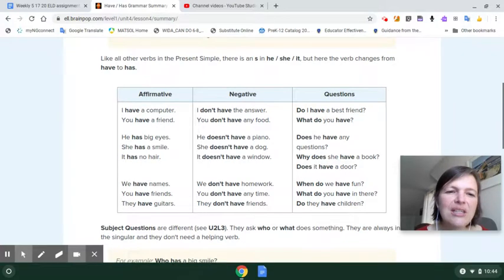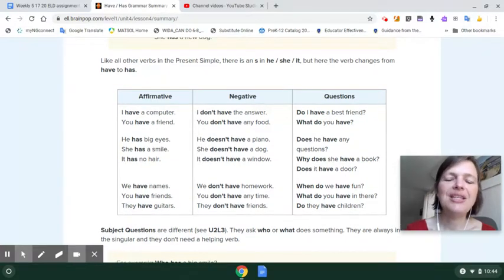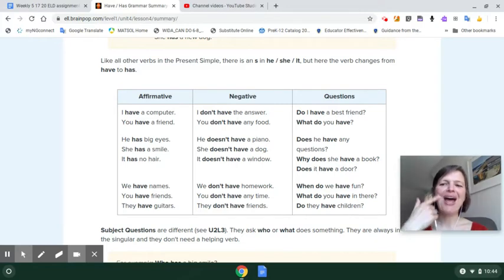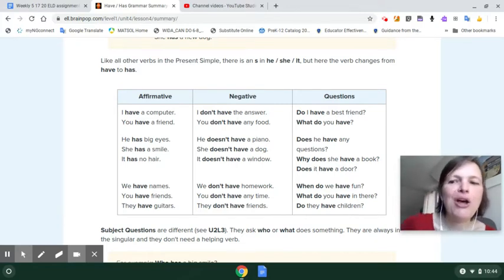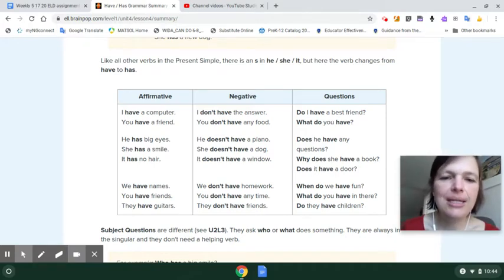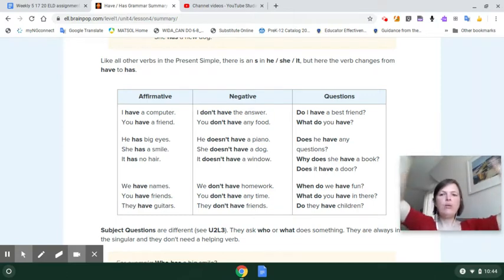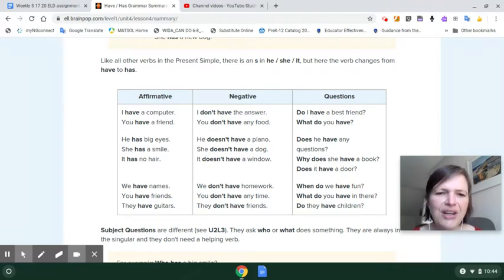You could say something like, he has big eyes, or she has big eyes. I'm describing my best friend. She has long hair. She has a big smile. Or you could say, it has no hair, and that would be if I talk about a dog or a pet. You could talk about the window and say, there's one window. It is a big window. You could ask a question like, does she have a book, my friend? Or why does she have a book?